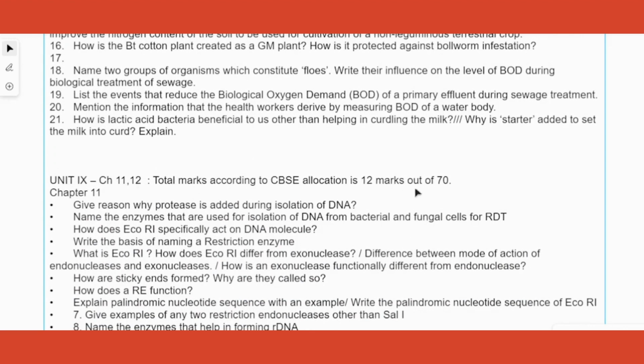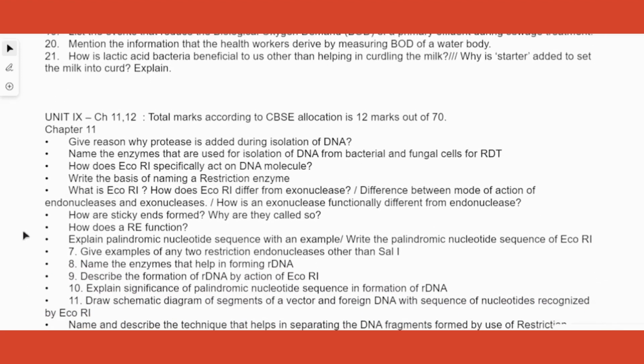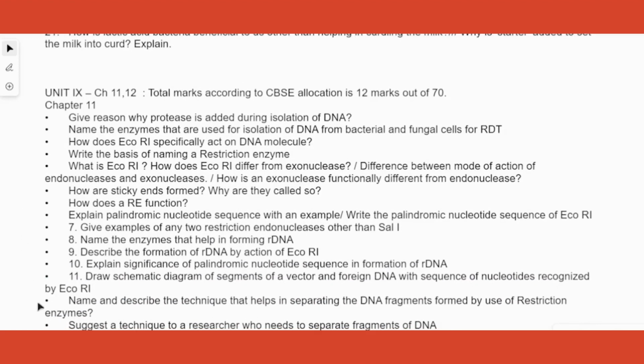Here, again, the mark allocation is 12 for chapter 11 and 12 together. That means chapter 11 6 marks and chapter 12 6 marks. This chapter I have taught in detail through a few videos prior. So if you're finding it difficult, go through that. If you have not yet studied this chapter, I would recommend you to study only what you understand. Please don't try to crack the chapter right now because it's a little complex chapter.